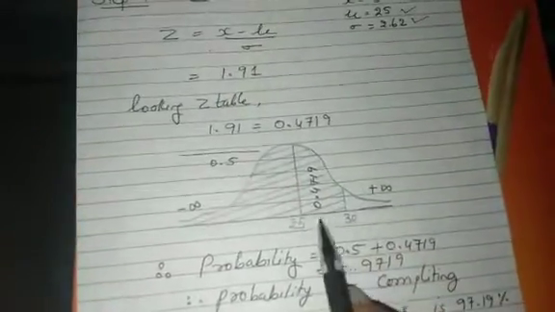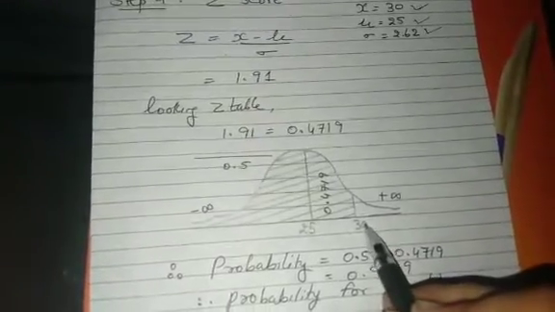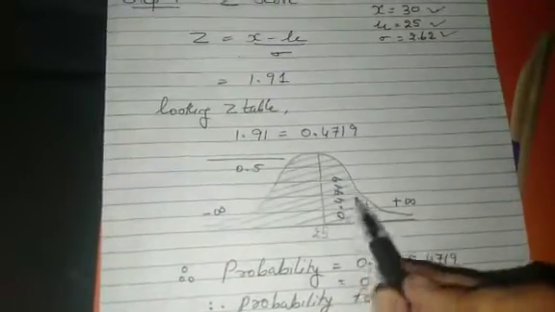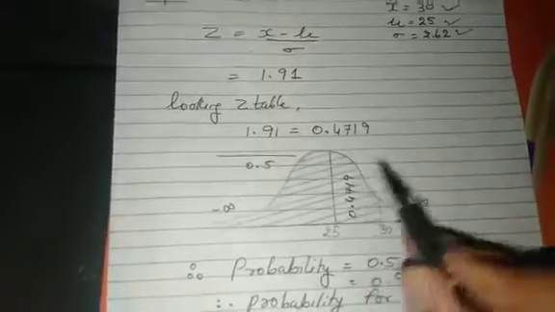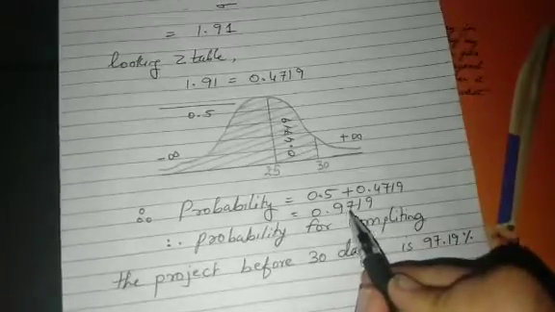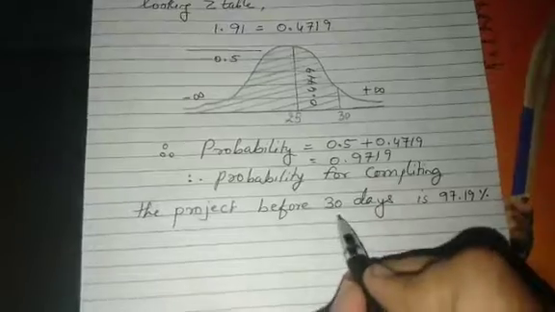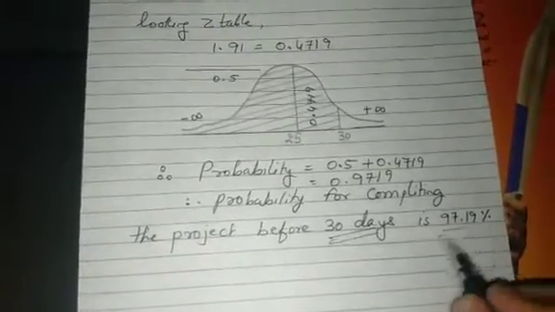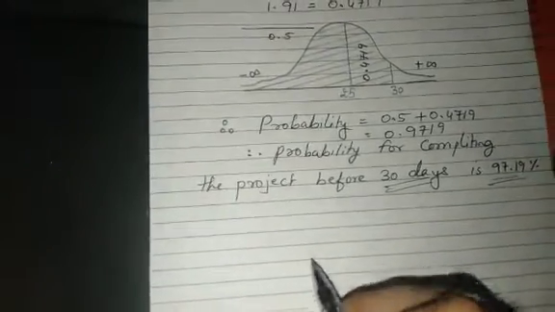Again I have drawn the bell shaped curve. So we have to find out whether our project would be completed before 30 days. As I have got the area between 25 to 30, that is 0.4719, I would add it to 0.5 and I get 0.9719. So that is my answer. Probability for completing the project before 30 days is 0.9719. So hopefully this part has been clear to you all.